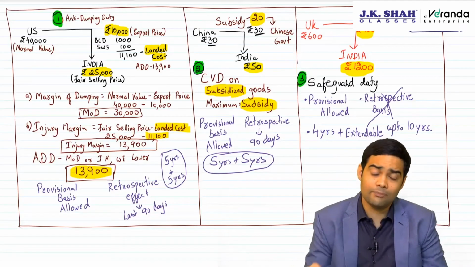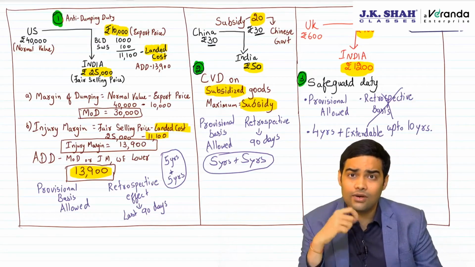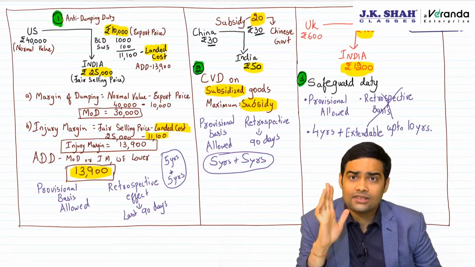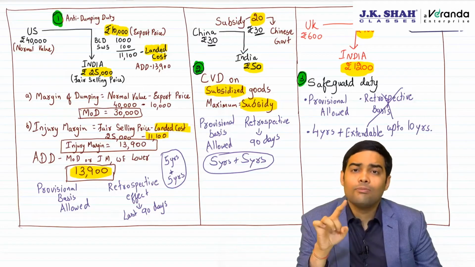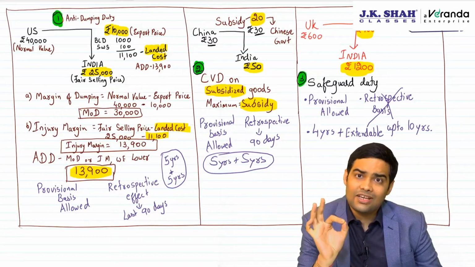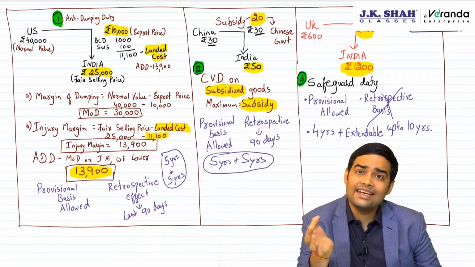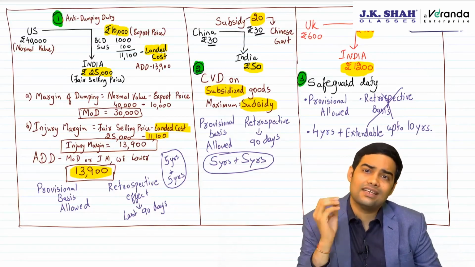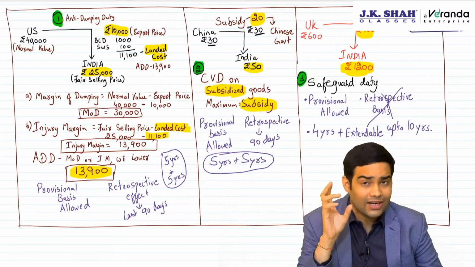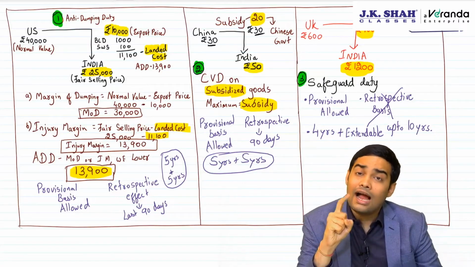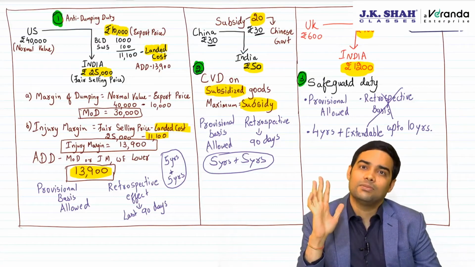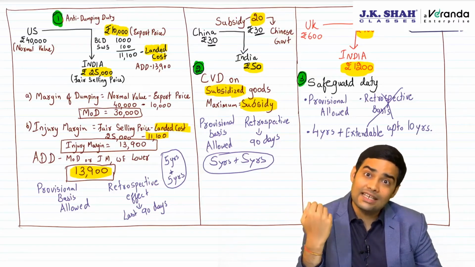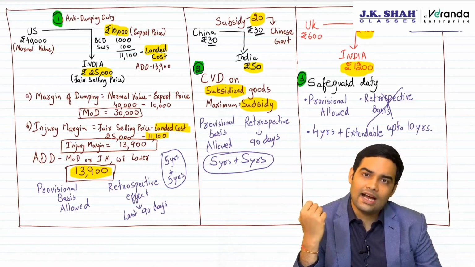Listen to me very carefully. If it is being imported from more than one developing country, what will you check? First, take the combination of all those developing countries whose share individually is less than 3%. So suppose two countries have less than 3%, 2.5, 2.5. Then club them and it should not exceed 9%. So 2.5, 2.5 obviously does not exceed 9%. Yes, the exemption would be available.